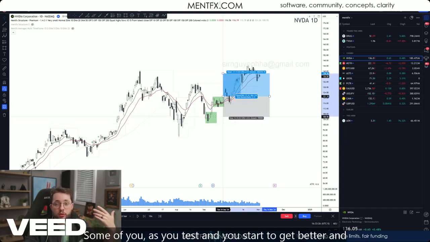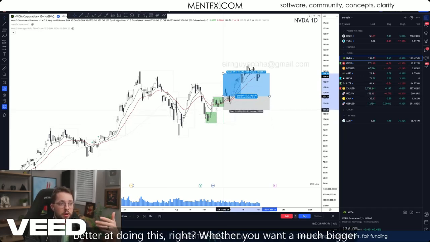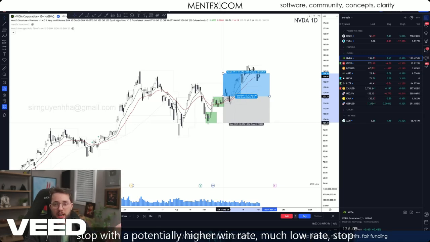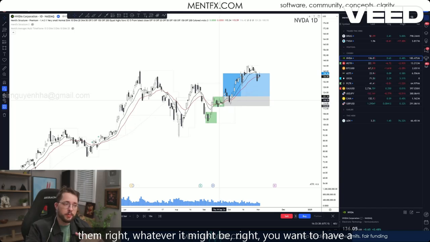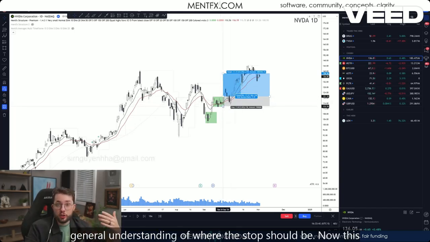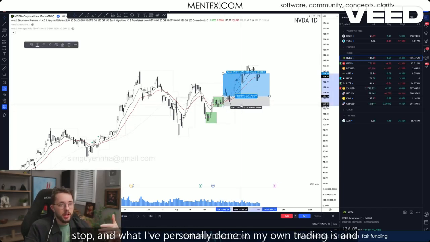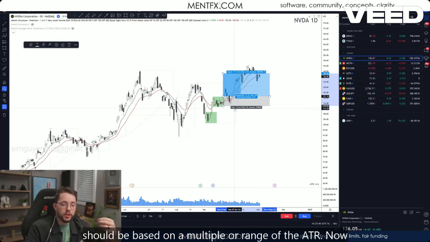Some of you, as you test and you start to get better and better at doing this, might want a much bigger stop with a potentially higher win rate, or a much lower stop with quicker break evens and larger moves when you get them right, whatever it might be. You want to have a general understanding of where the stop should be. Now, this stop, and what I've personally done in my own trading, is and should be based on a multiple or a range of the ATR.